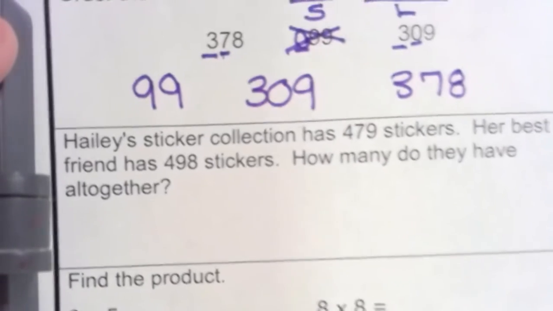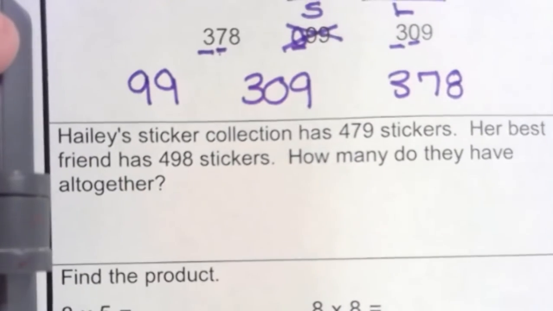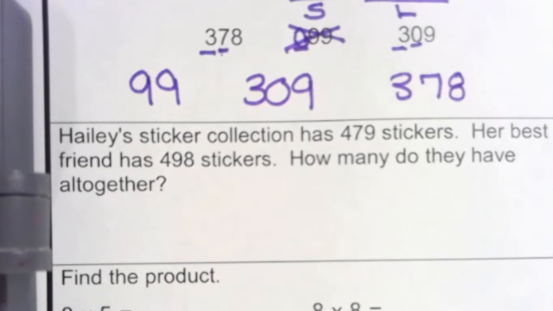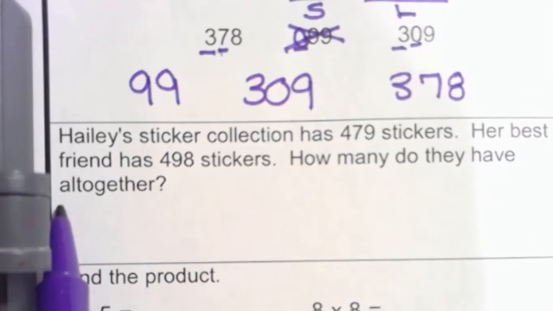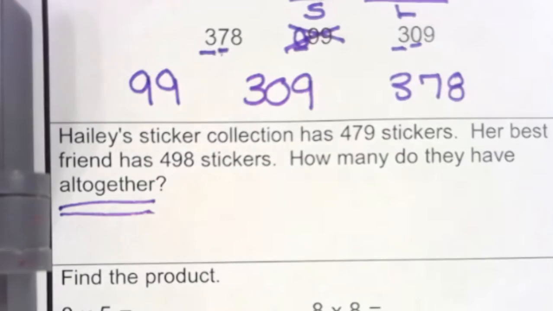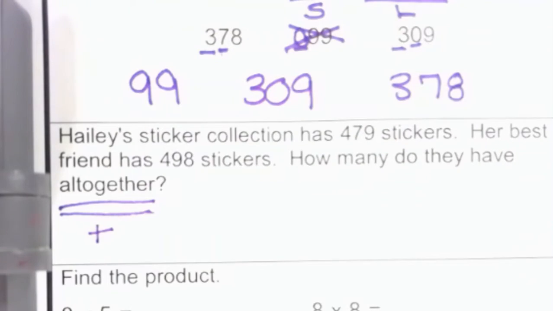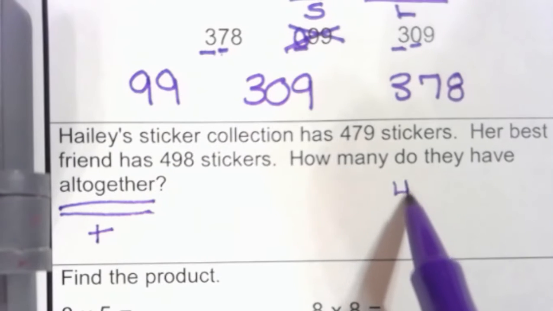Haley's sticker collection has 479 stickers. Her best friend has 498 stickers. How many do they have all together? I see a key word. Me too. Right off the bat. All together. You should underline or circle that word. All together means we're going to add. So we're going to be adding those two numbers together.